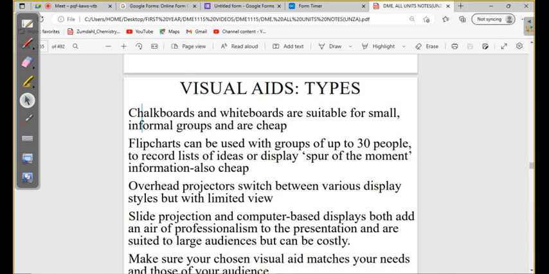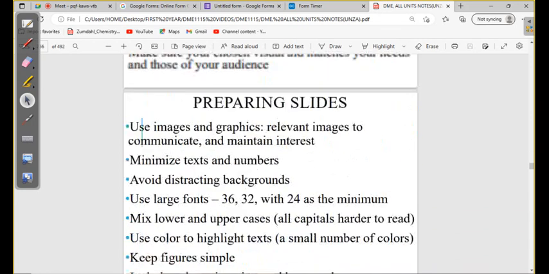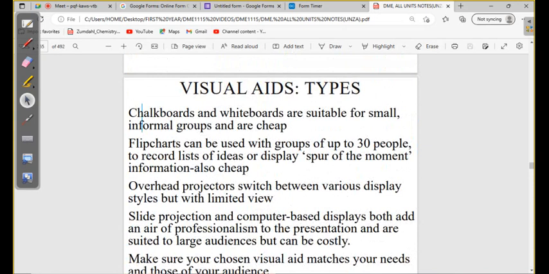Okay. You also have slide projections and computer-based displays. These add an air of professionalism to the presentation. Slide projections, you're going to put them on an overhead projector. Just like here, you can see I'm moving down. So these are more slides. Slides and computer-based displays are very good. Why? They add professionalism. Imagine someone is presenting and you're just writing with chalk like that. That's more informal. But when you've got slides, those are more formal and they add professionalism.